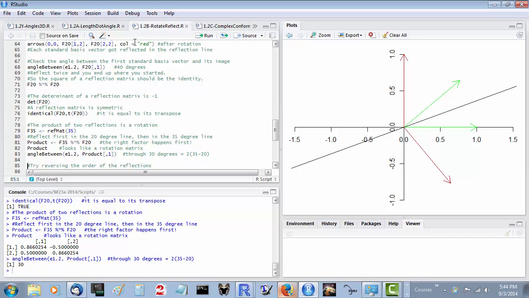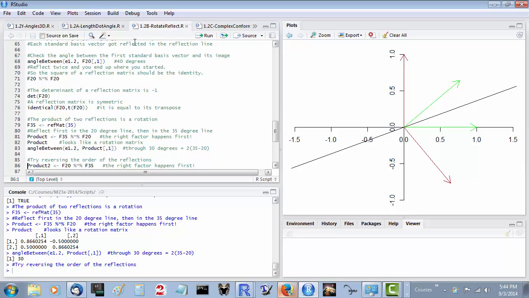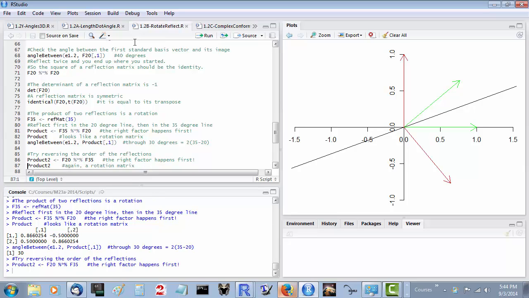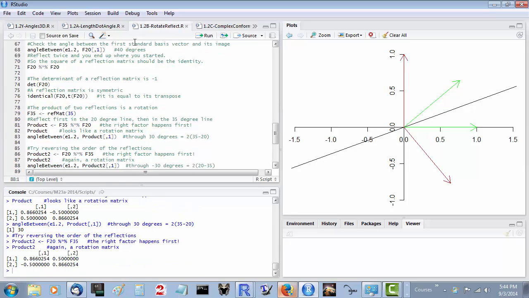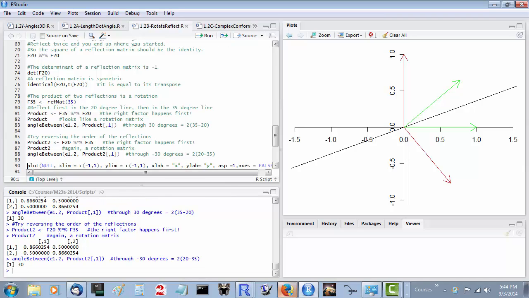the two lines. If I do the reflections in the opposite order, remember matrix multiplication is not commutative, I get a different matrix, product 2. It's a rotation matrix. It looks very similar to the first one, doesn't it? But the minus sign's in a different position. That's because we got a rotation in the opposite sense. This is a rotation through minus 30 degrees. That is a clockwise rotation.